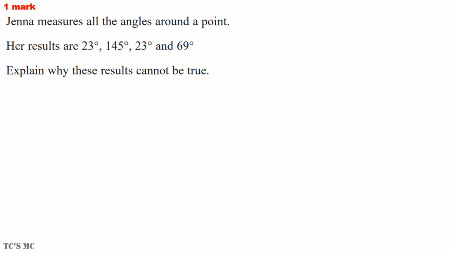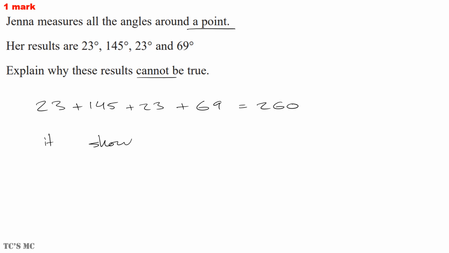Jenna measures all the angles around a point. Her results are 23 degrees, 145 degrees, 23 degrees and 69 degrees. Explain why these results cannot be true. First, we need to add them up. 23 add 145, add 23, add 69. We get 260. And now we can say it should be 360. And now we have 1 mark.